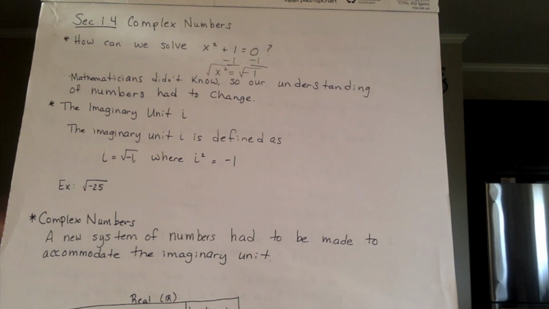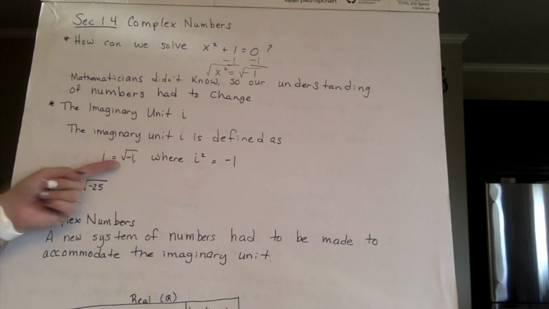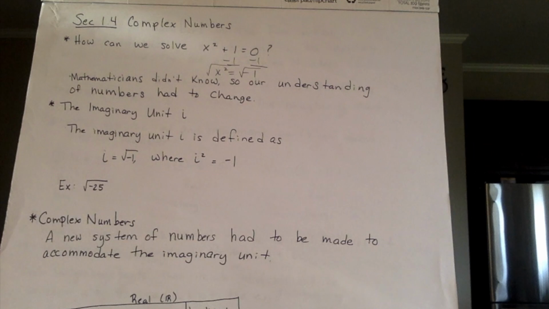So mathematicians didn't know what was happening, so our understanding of numbers had to change. So that's where we get the imaginary unit i. It's defined as i being the square root of negative 1, and thus then i squared is equal to negative 1.